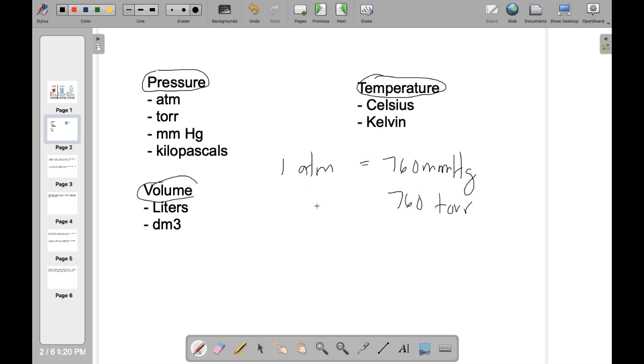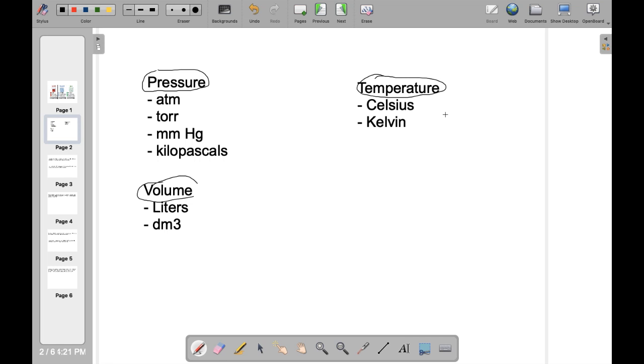Kilopascals, another method of measuring pressure. 1 atmosphere equals 101.3 kPa. So 760 millimeters of mercury and 760 torr would be equivalent to 101.3 kilopascals. You're going to see all of these different pressures in sample problems.